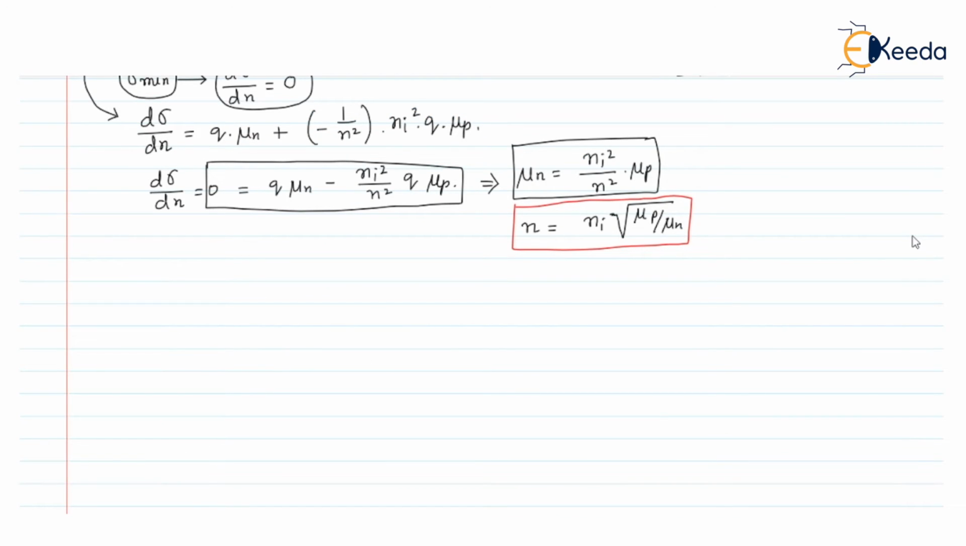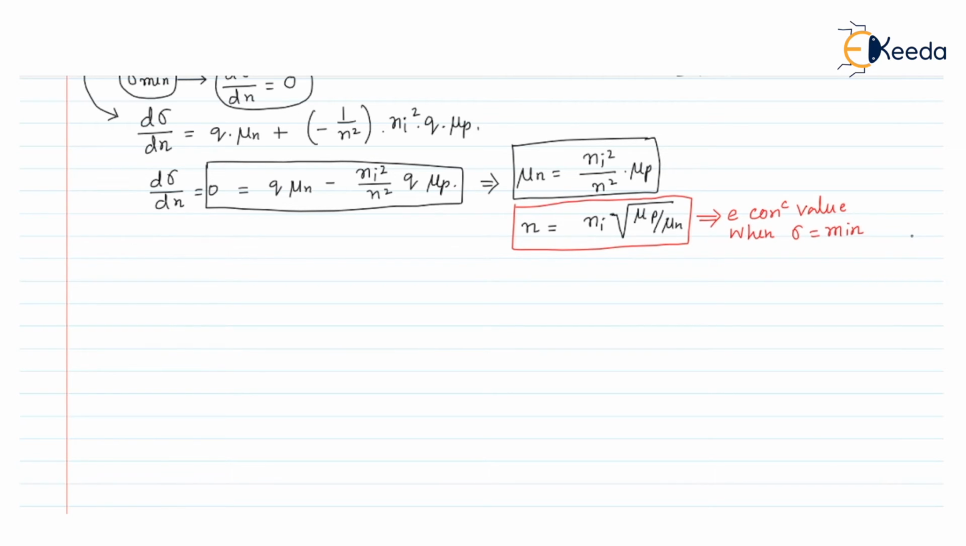So we can say that this is the electron concentration value when sigma is equal to the minimum value.